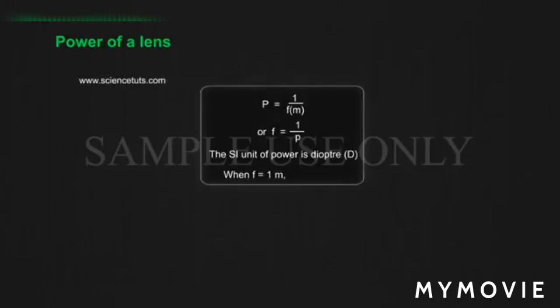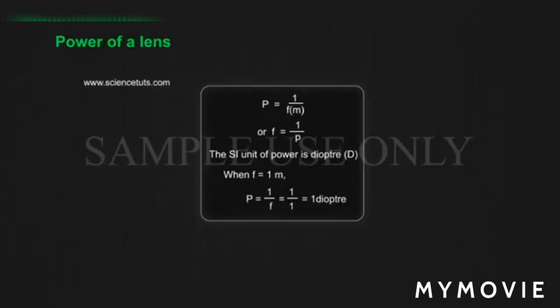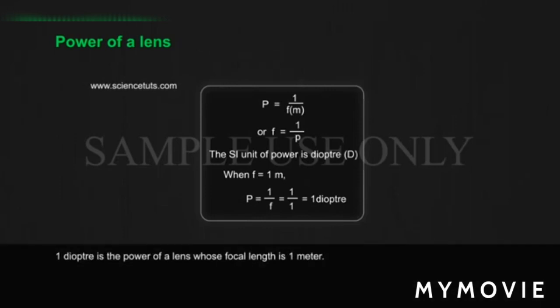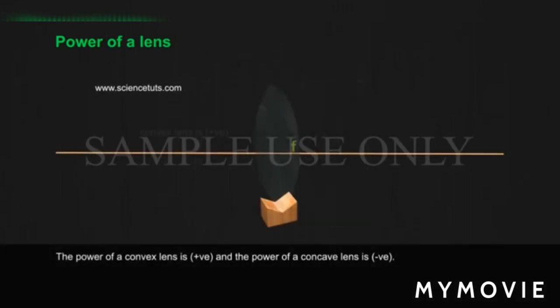When f equals 1 m, P equals 1 by f equals 1 by 1 equals 1 diopter. 1 diopter is the power of a lens whose focal length is 1 meter. The power of a convex lens is positive, and the power of a concave lens is negative.